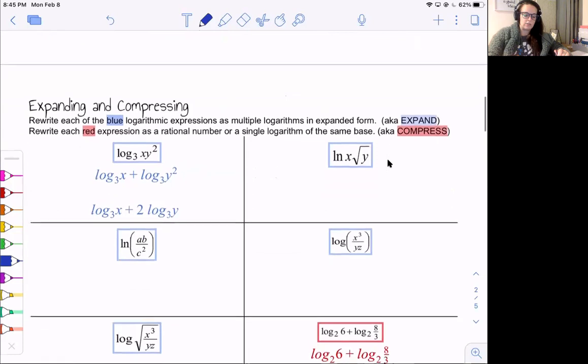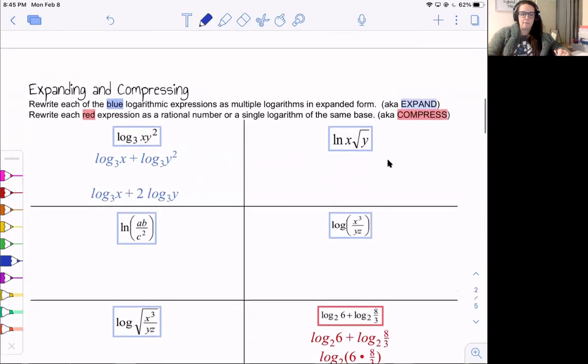So we're going to do a whole bunch of examples here, but today we're going to be working with expanding, making things bigger, and condensing, making it smaller, or compressing. You might see it both ways. So for the ones that are outlined in blue, we're going to rewrite the blue logarithmic equations as multiple logarithms, so that'll be expanded form. And for the red ones, we're going to write each red expression as a rational number, so a number, or a single logarithm of the same base. Okay, so as one base.